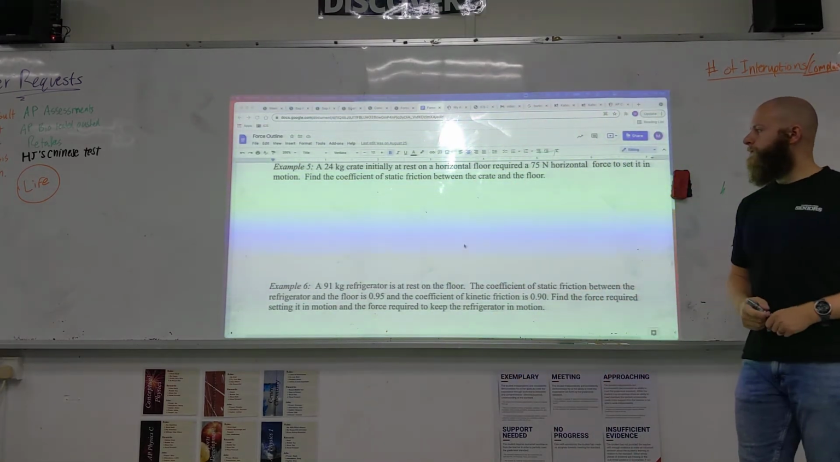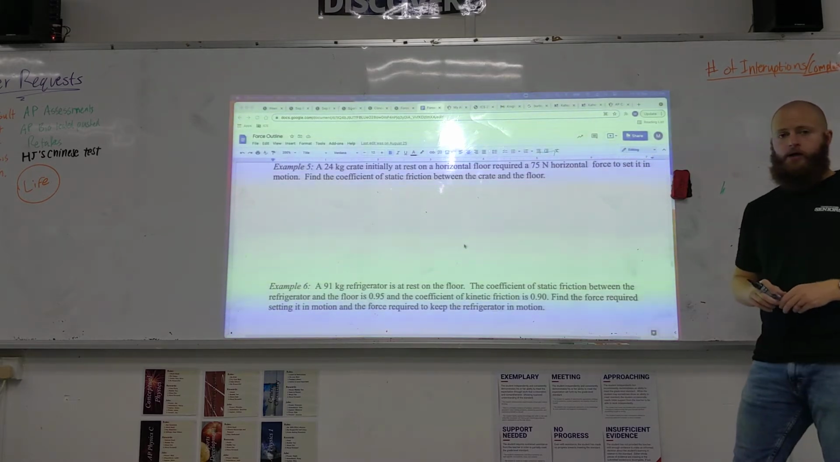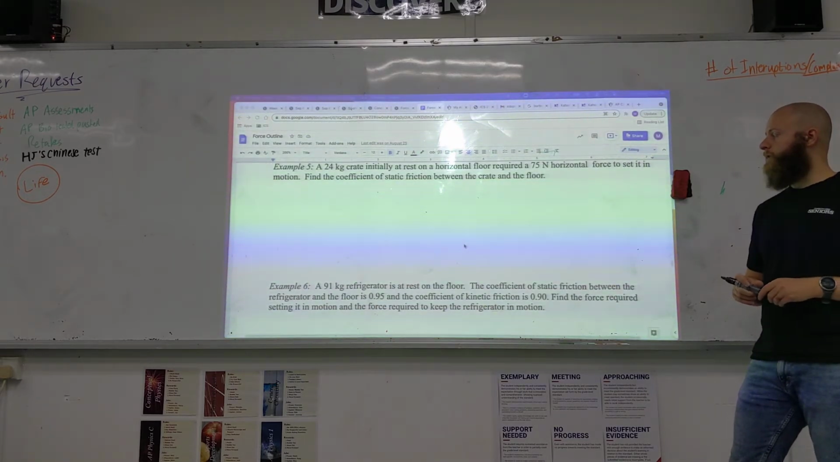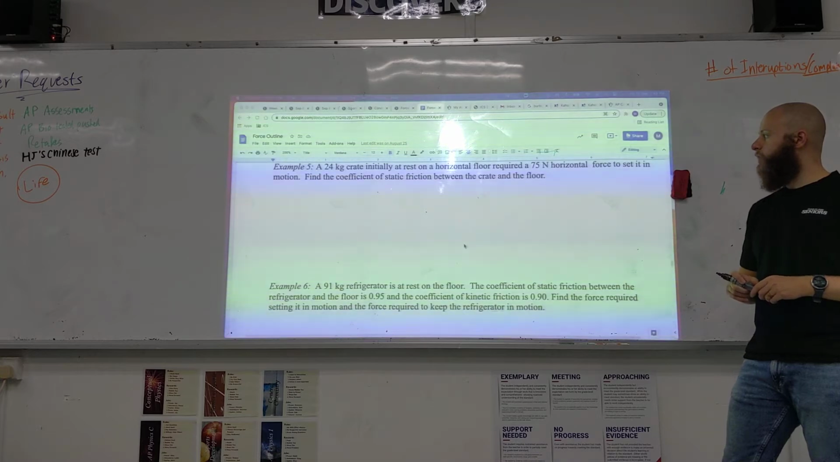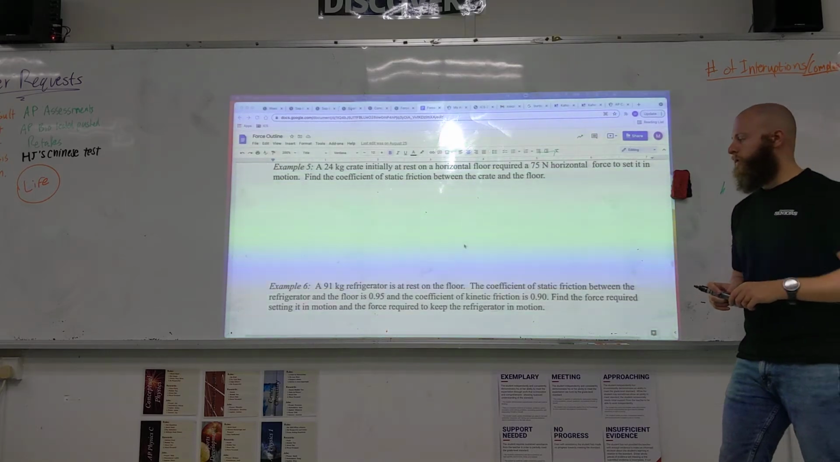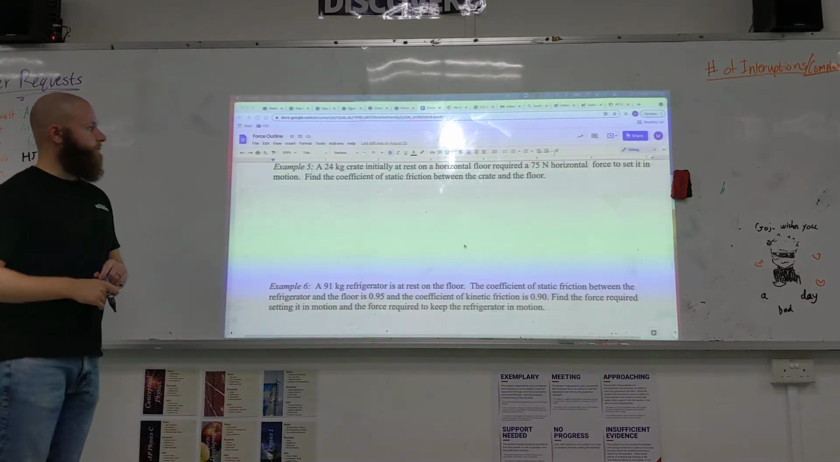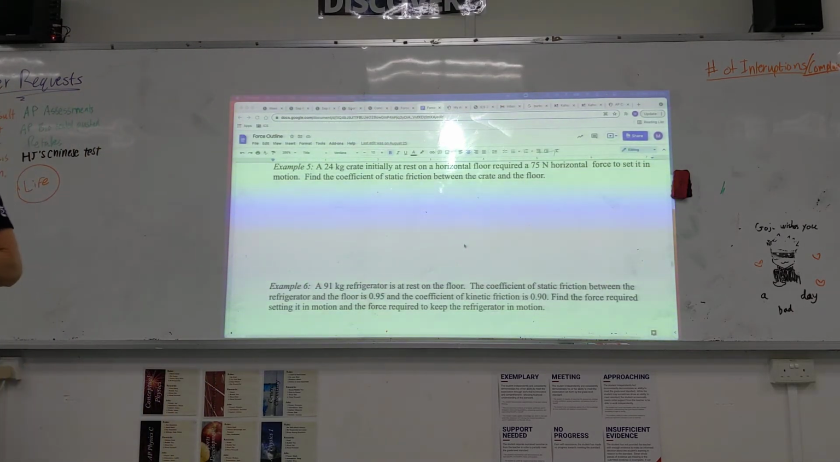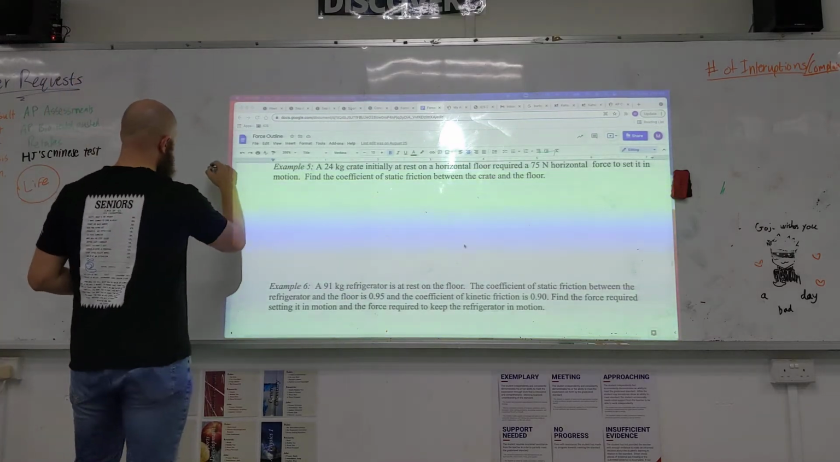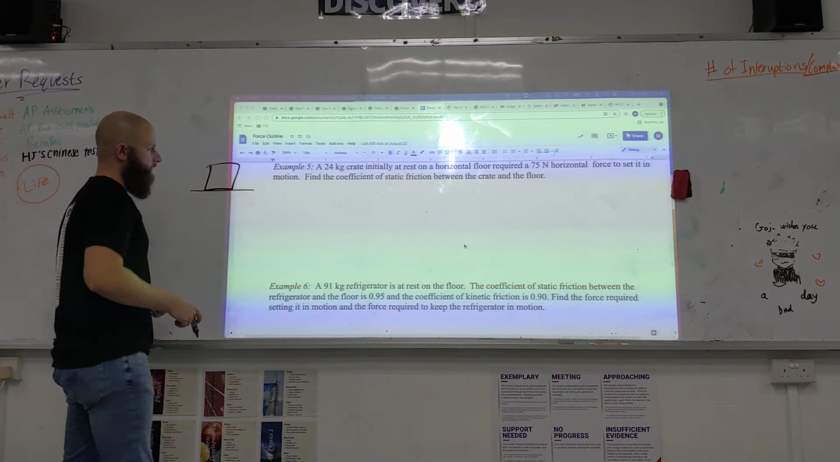So, a 24 kg crate initially at rest on a horizontal floor requires a 75 Newton horizontal force to set it in motion. Find the coefficient of static friction between the crate and the floor. The first thing we want to do for any force problem is what? Yes, that's correct. We need to draw a free body diagram.